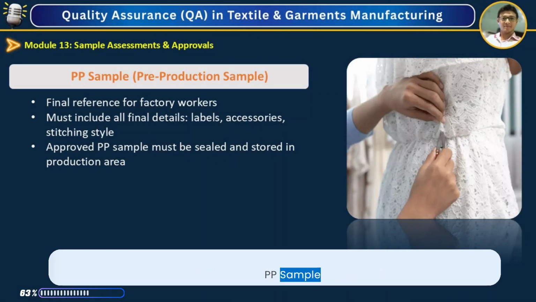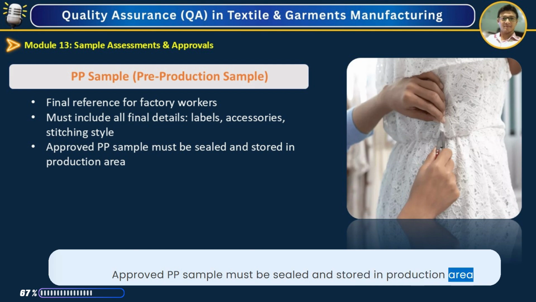PP sample. The final reference for factory workers. Must include all final details: labels, accessories, stitching style. The approved PP sample must be sealed and stored in the production area.